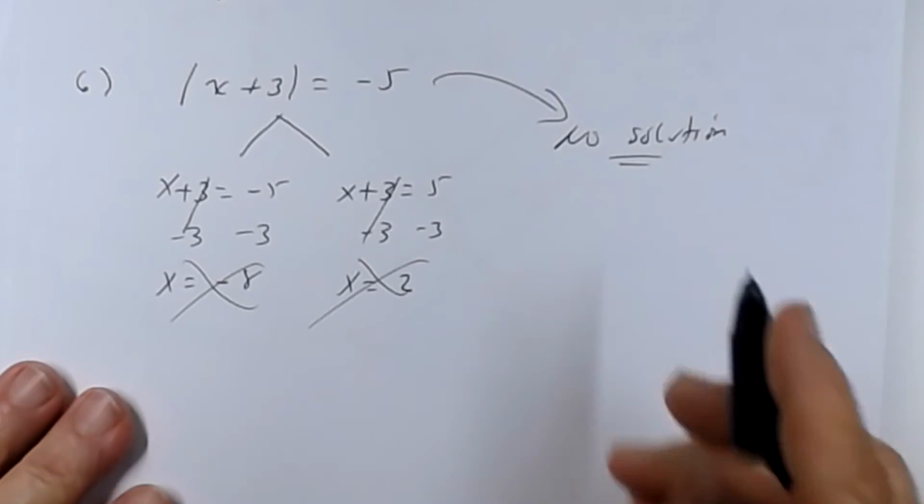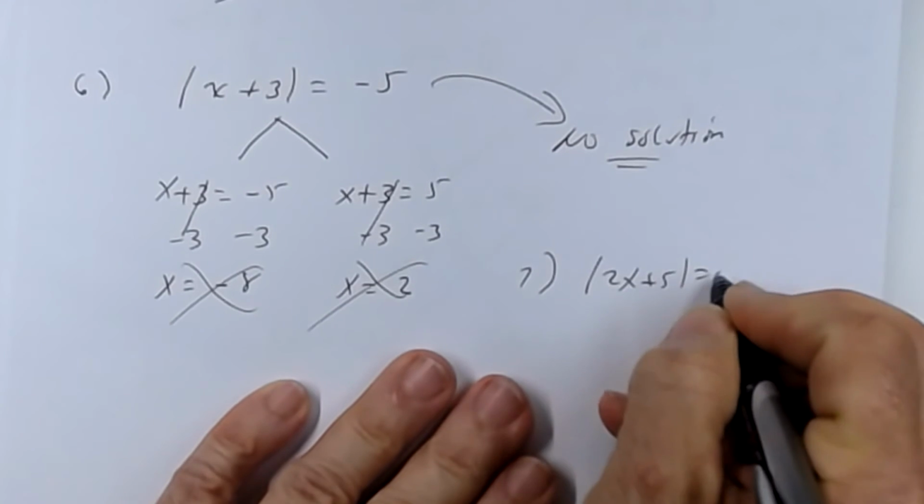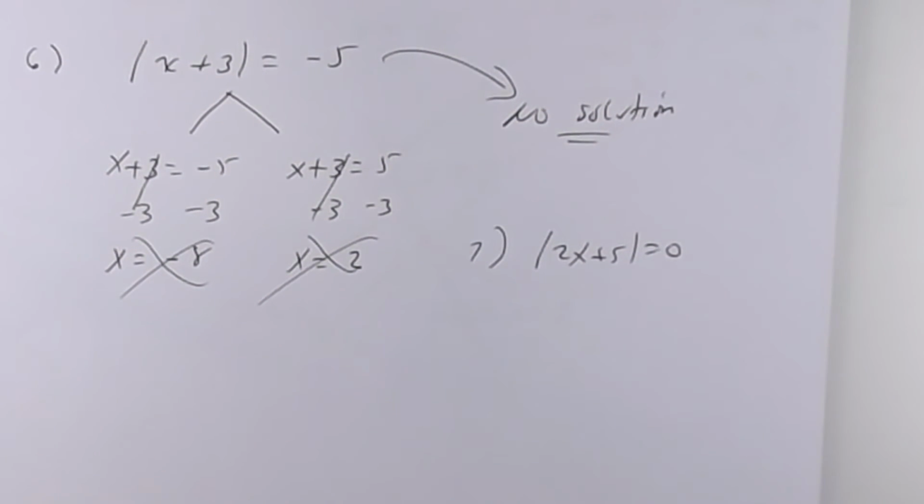Let's do number 7. The absolute value of 2x plus 5 equals 0. In all the problems we've done, except for number 6, how many solutions were there? 2. There were 2 solutions. Because when we wrote it, we said the absolute value of that expression equals a number. We went that number of units to the right and then that number of units to the left. But that's a 0 right here.